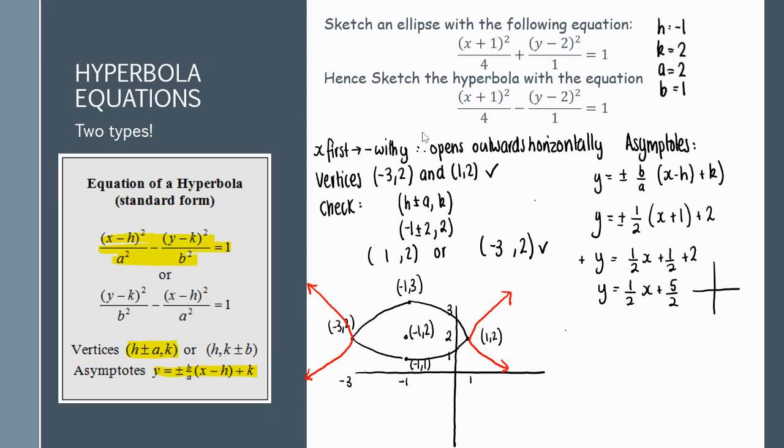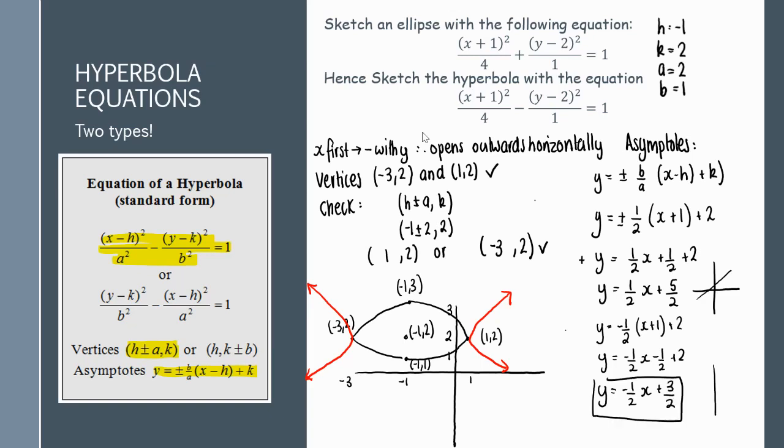And then we'll do the negative version. For the negative version, we'll end up, remember, take the negative all the way through the bracket. So we'll get minus a half x minus a half plus 2. That will give me y equals minus a half x plus 3 on 2. So they are my two asymptotes. They will be the lines that my hyperbola will open towards, but not cross.